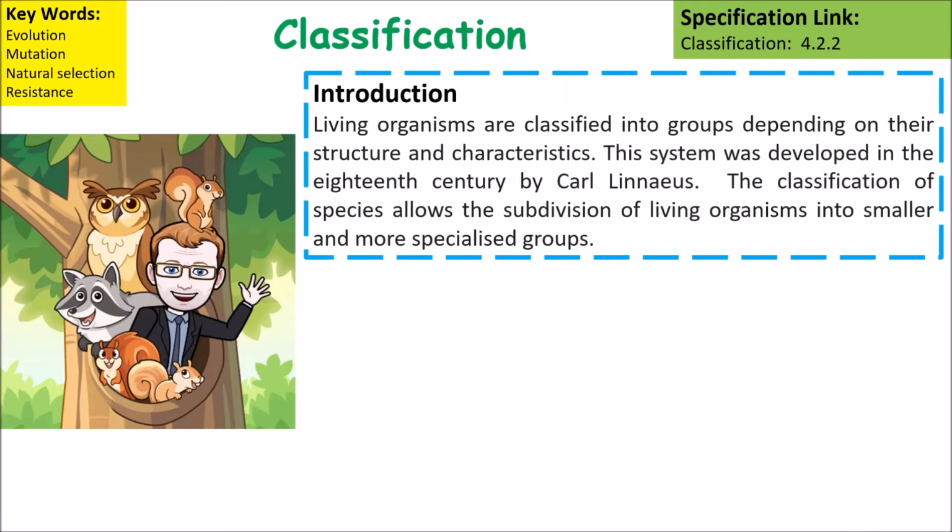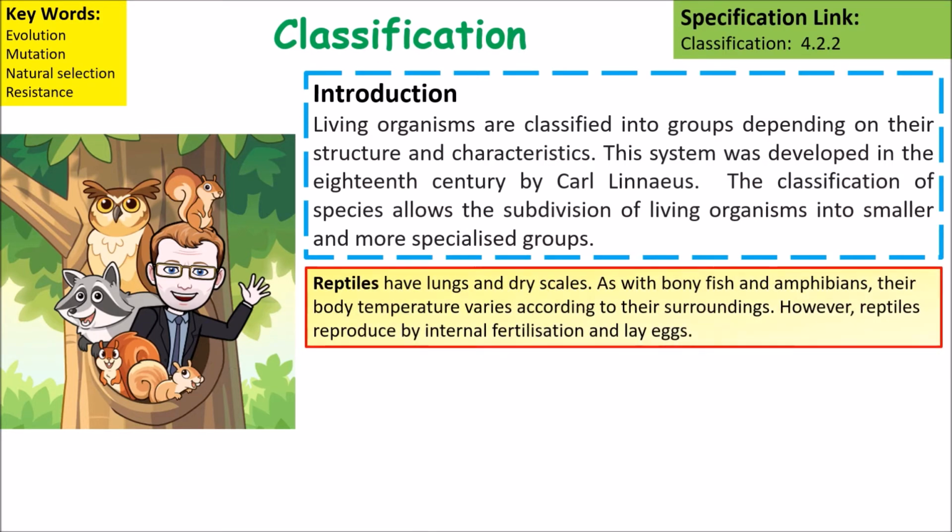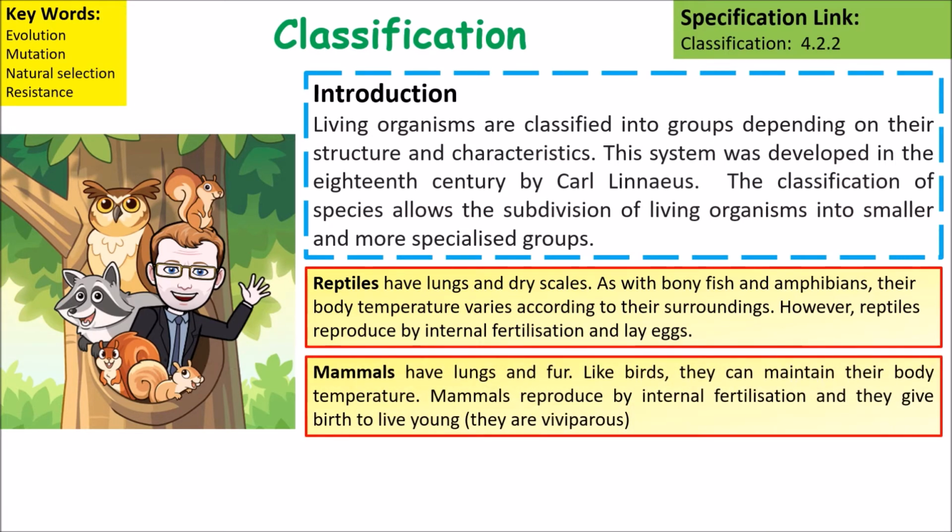So living organisms are classified into groups depending on their structure and characteristics. This system was developed in the 18th century by Carl Linnaeus, so the classification system of species allowed the subdivision of living organisms into more specialized groups. So for instance, we have reptiles, so they have lungs and dry scales. We've got mammals having lungs, fur, giving birth to live young, and they have internal fertilization.